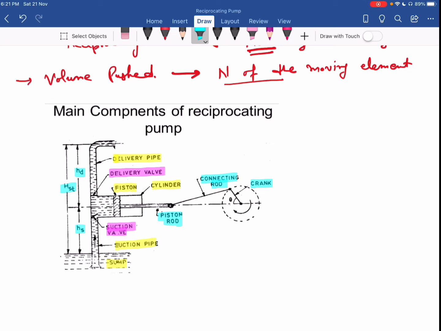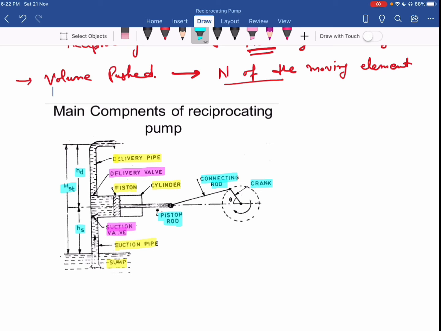Now here we have two important valves: one is the delivery valve, and the second one is the suction valve. These are non-return valves. You can say these are unidirectional valves. In such valves, liquid is allowed to go along one direction only. So that is the suction valve and the delivery valve.